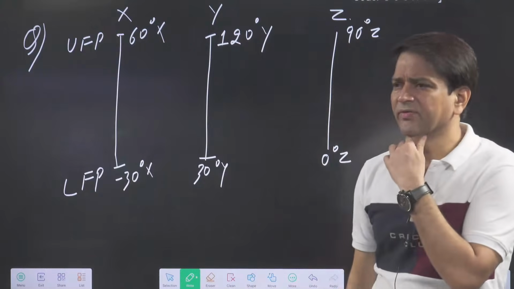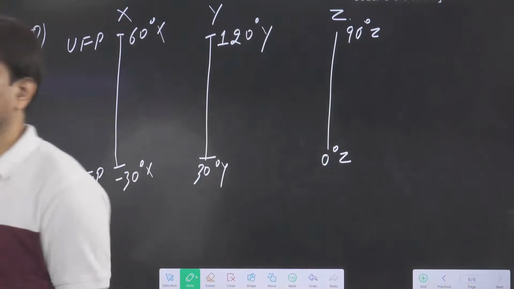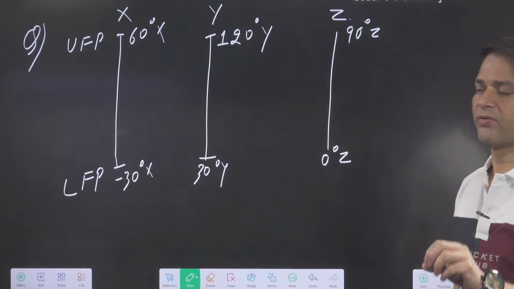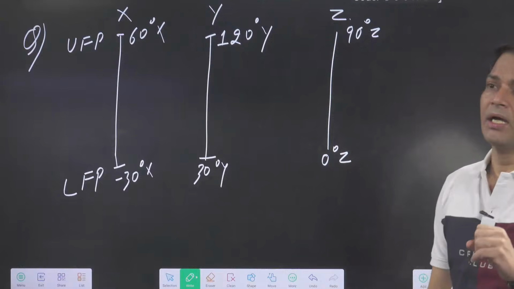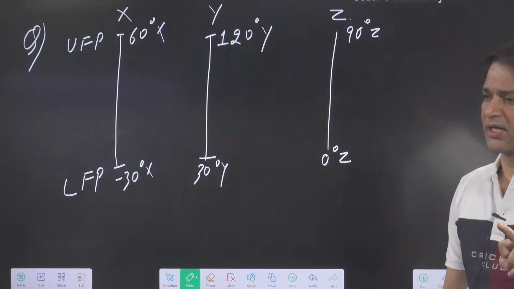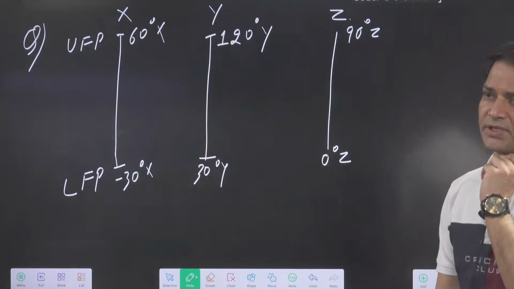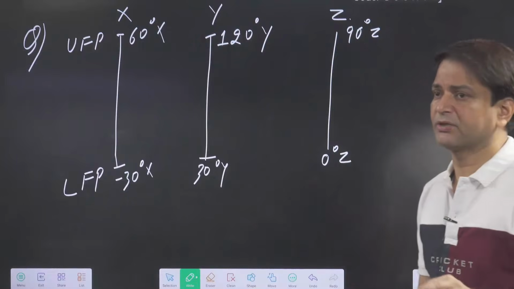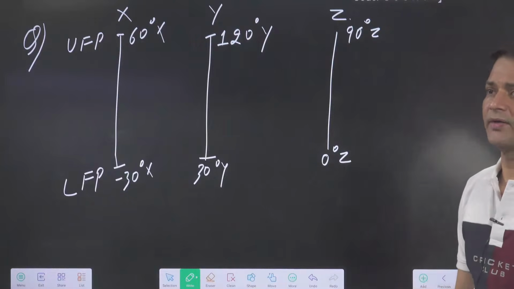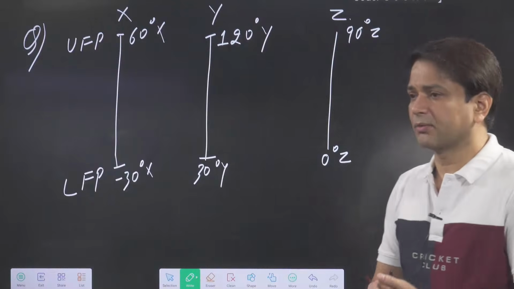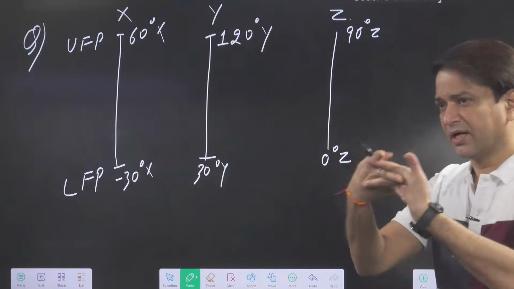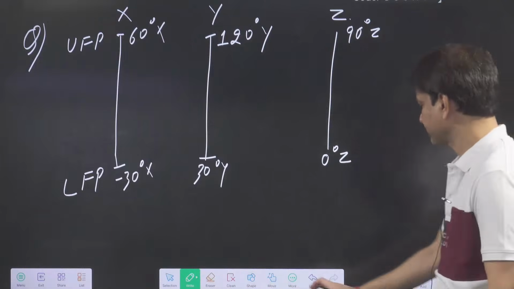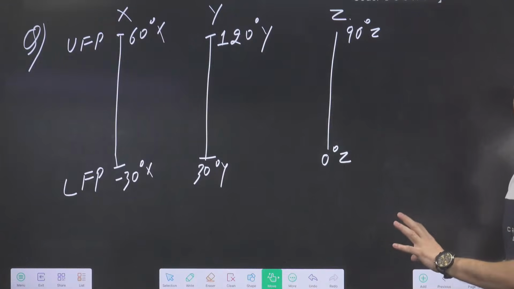So a similar question is given in our module also. Here I have shown 3 different thermometers: thermometer X, thermometer Y and thermometer Z. For thermometer X, the LFP I gave is minus 30 degree X, and the UFP is 60 degree X. For thermometer Y, the LFP is 30 degree Y, and the UFP is 120 degree Y. And for thermometer Z, the LFP is 0 degree Z, and the UFP is 90 degree Z. Everybody got the data?